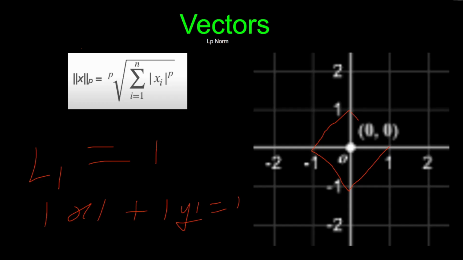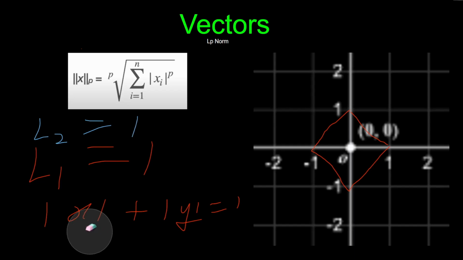We'll get a tilted square like this. So similarly, let's do it for the L2 norm. We're going to find the set of all vectors which have L2 norm as 1.